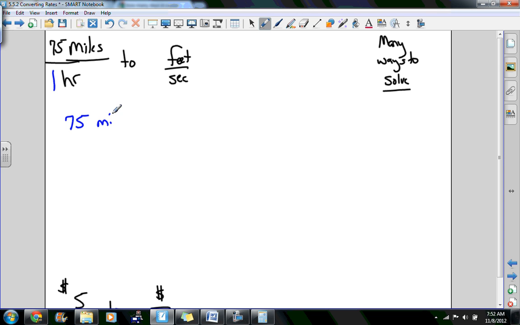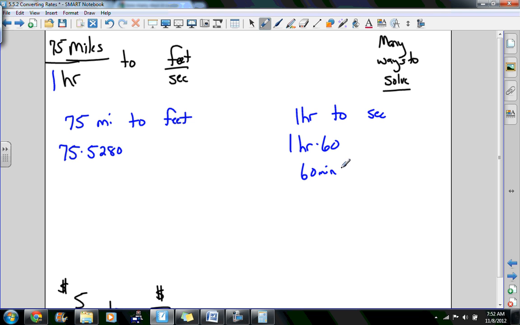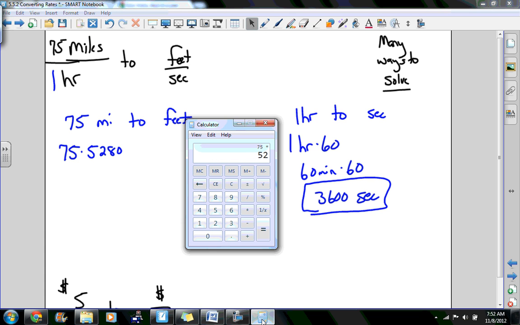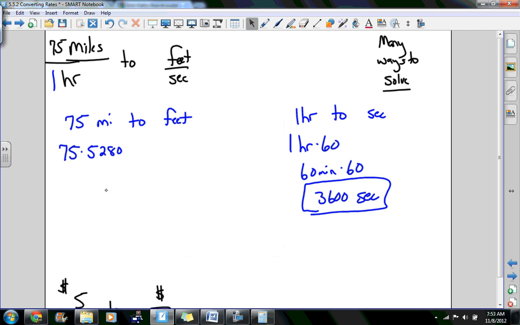So you have 75 miles over here to feet, and over here you have 1 hour to seconds. Well, we know 75 miles to feet, that means we have to multiply by 5,280. And this one we have to change hours to minutes. So we take 1 hour times 60 to get to minutes. That's 60 minutes. Times 60 is 3,600 seconds. So we got that there. And we got this massive number over here. Gives us 39600.